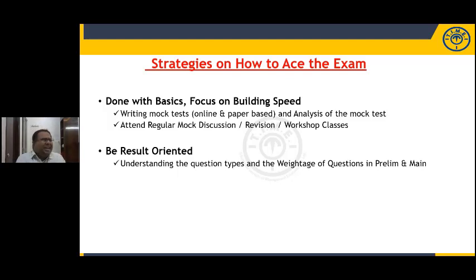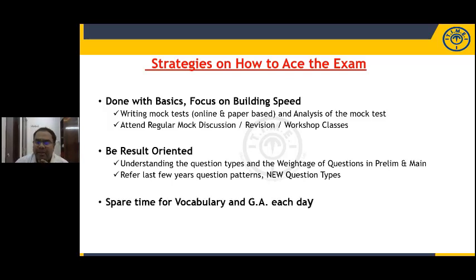Be result oriented, in the sense I'm saying understand the question types. What are the new models asked? What are the different types of questions asked? What are the different models of puzzles asked? What is the weightage in these exams? Then I'm saying target oriented preparation. Look at the last few years' question types, new question types. This is my target. So understand the question types or the different models asked in the last few years, go through them. Then definitely you should be able to do that.